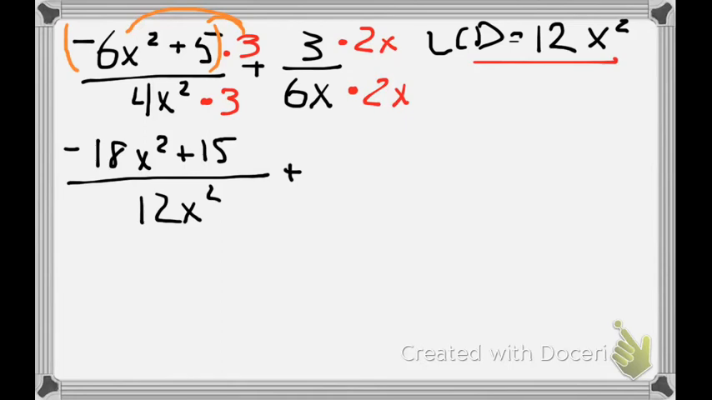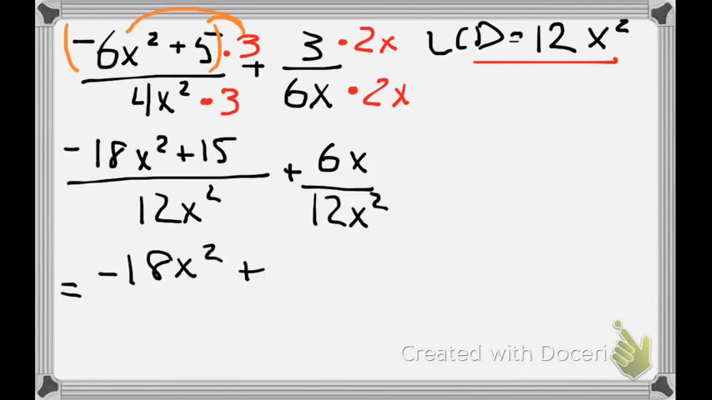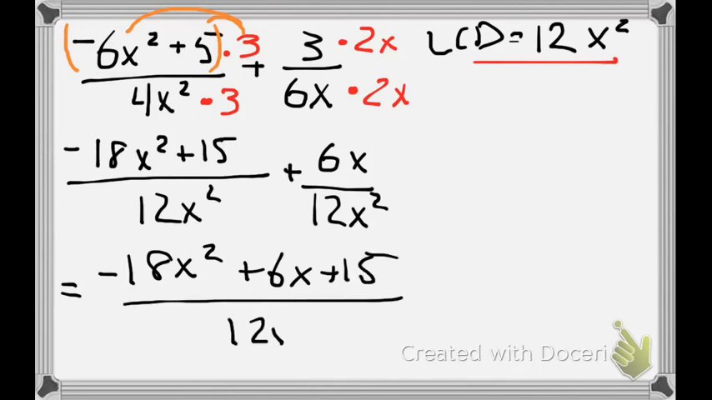Then on the other side we have 3 times 2x gives me 6x over 12x squared. So last but not least, when I look at this, negative 18x squared, I'll combine my numerators, plus 6x plus 15, all over 12x squared. Okay, so far it looks pretty good. We've solved it, but can we simplify it?